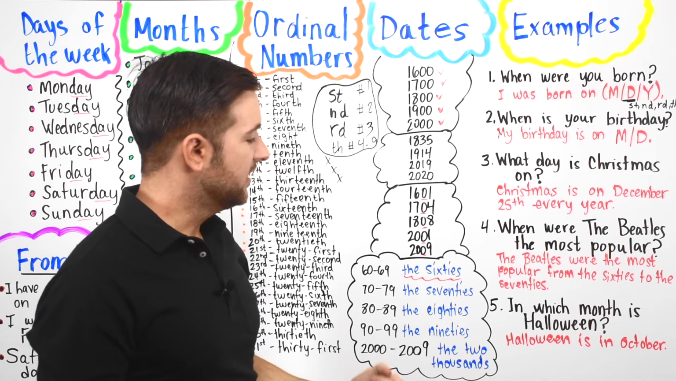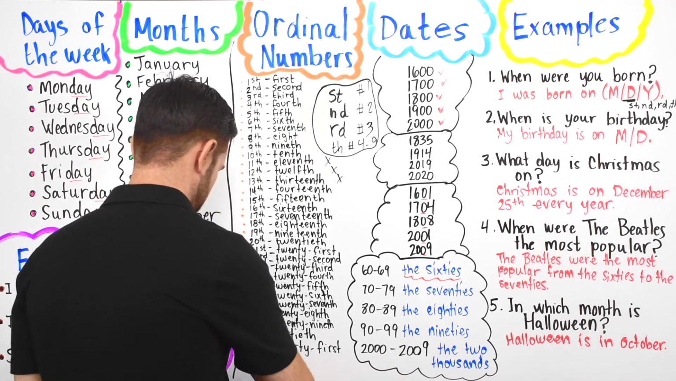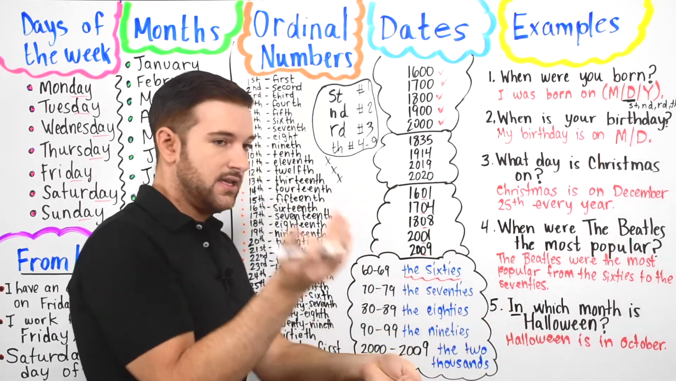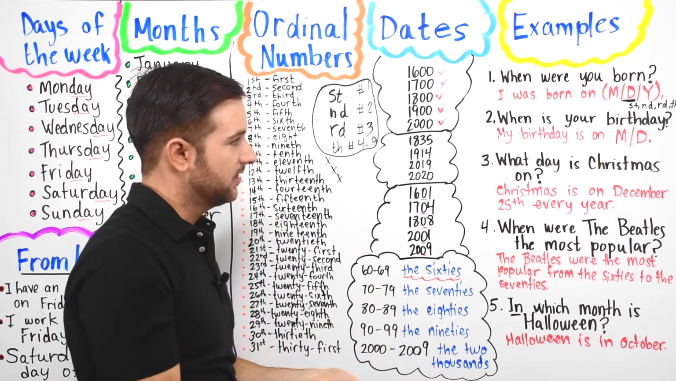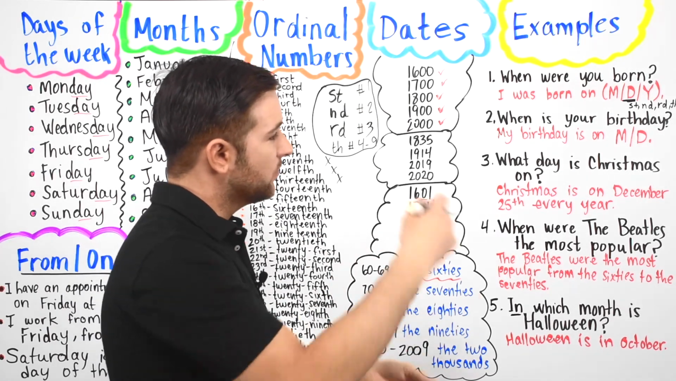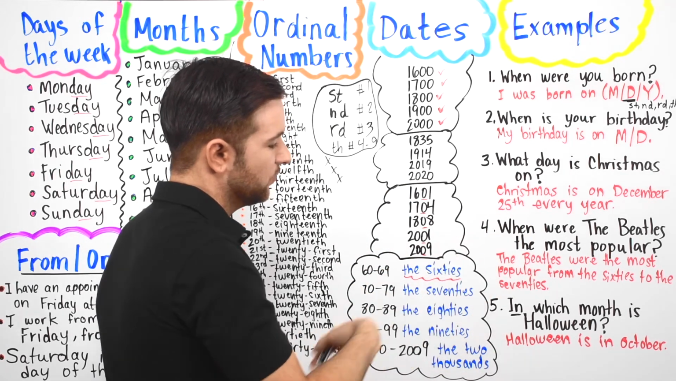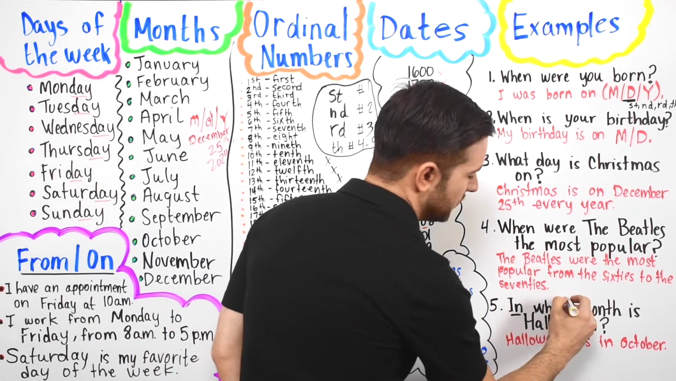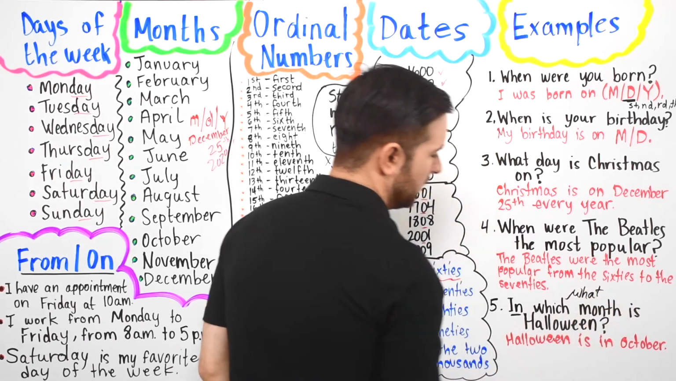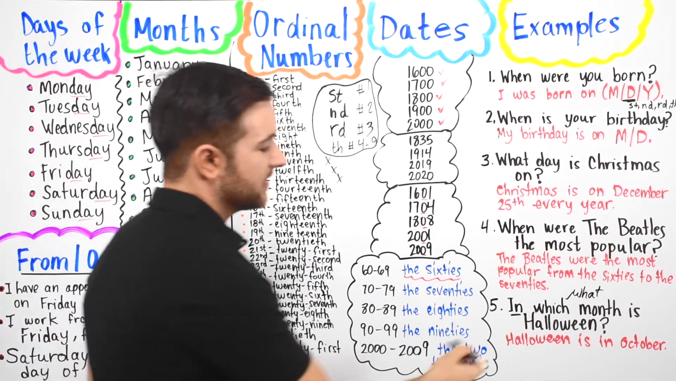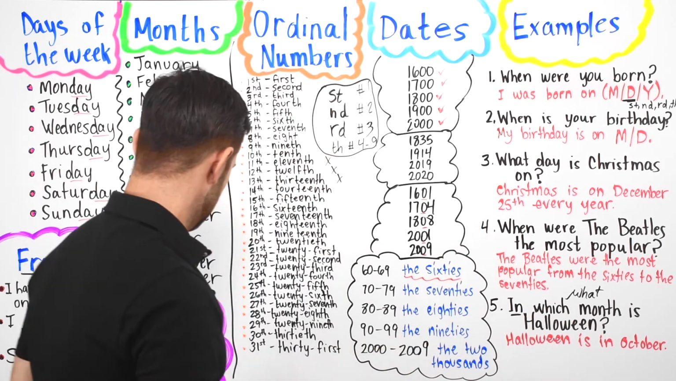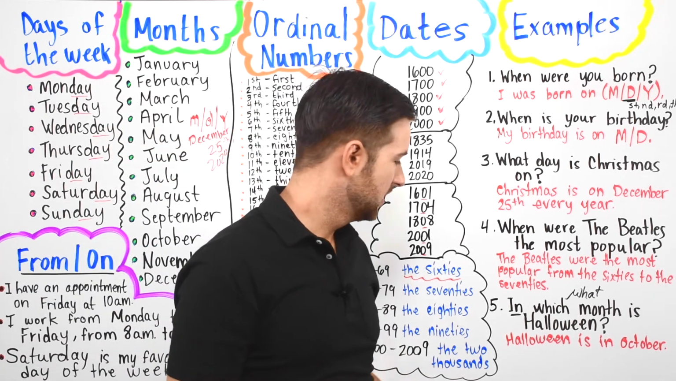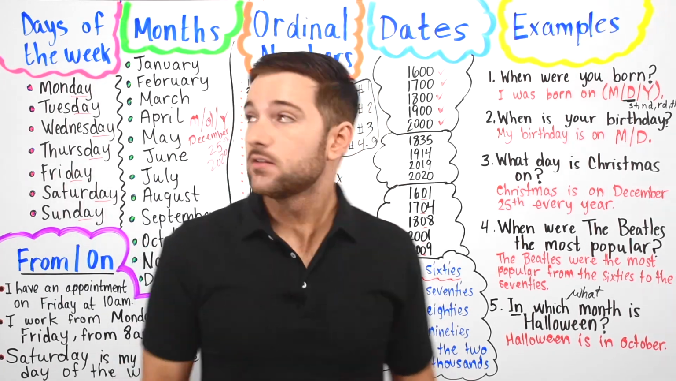Number 5 says, in which month? So notice we're talking about, in what month is Halloween? You could say, in what month is Christmas? Okay, in which month is Christmas? In which month is Halloween? In what month is Halloween? If you don't want to use which, you could say what. Okay, in which month is Halloween? Which sounds better, I think it sounds good. In which month is Halloween? Halloween is in October.